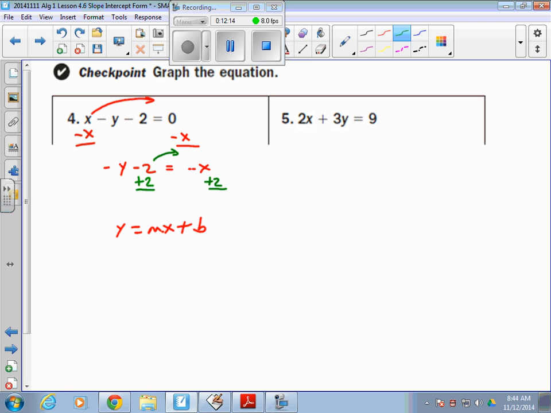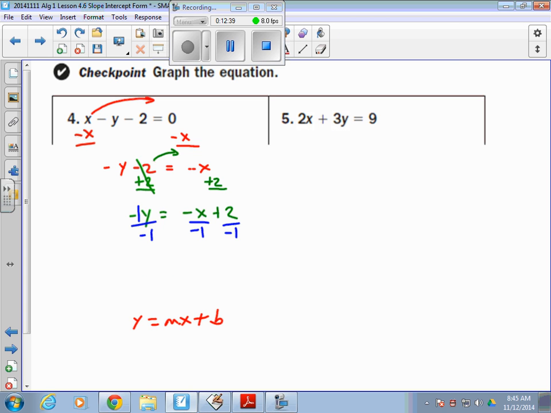Remember, you can't put negative x and positive 2 together because they're not like terms. So right here, it'll cancel it out. Negative y equals negative x plus 2. We're almost there. We almost got it saying y equals mx plus b. The last thing we have to undo is this negative 1 times y. Divide by negative 1. Make sure you divide this term and this term by negative 1 as well.